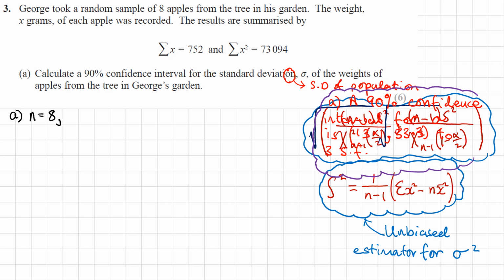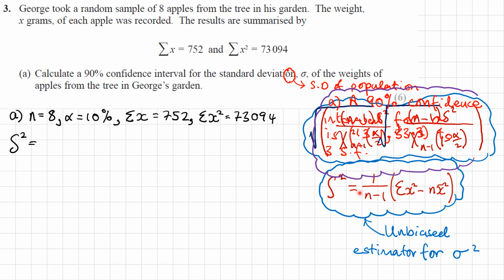n is 8, alpha is going to be 10% because the significance level is 10, because the confidence interval is 90%, and we have the summary statistics. So the sum of x is 752 and the sum of x squared is 73,094. So let's start by working out the variance using our unbiased estimator.